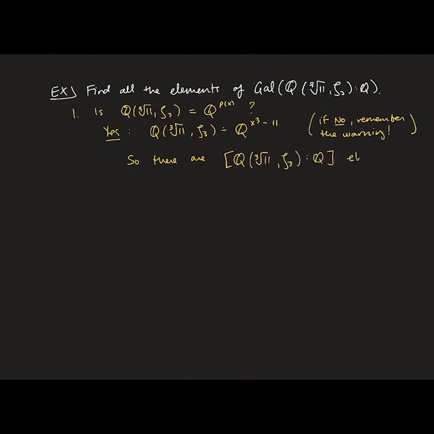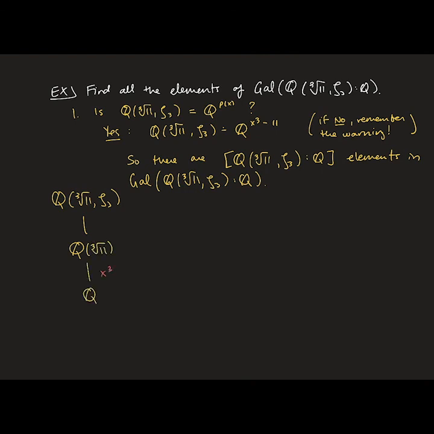Okay, so we're going to have the dimension of the fixed field over Q elements in this Galois group. And we'll build another little extension tower here. So we're going to throw in cube root of 11 and zeta 3. And we do this over cube root of 11, and we do that over Q. Well, cube root of 11 has minimum polynomial x cubed minus 11 by Eisenstein, and we know zeta 3's minimum polynomial is degree 2. And so we're going to have 6 total automorphisms. 2 times 3 is 6.